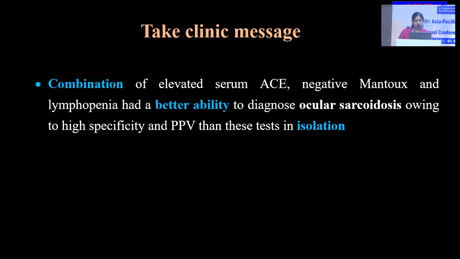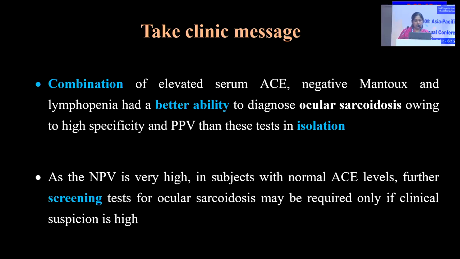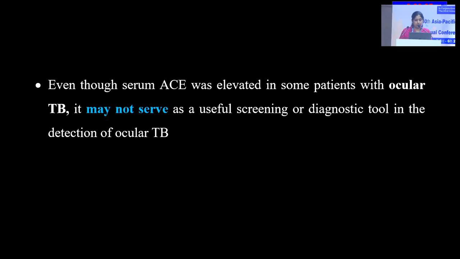So the take-home message is that the combination of elevated ACE, negative MAN2, and lymphopenia had a better ability to diagnose ocular sarcoidosis owing to high specificity and positive predictive value than these tests in isolation. As the NPV is very high in subjects with normal ACE, further screening tests for ocular sarcoidosis may be required only if clinical suspicion is high.